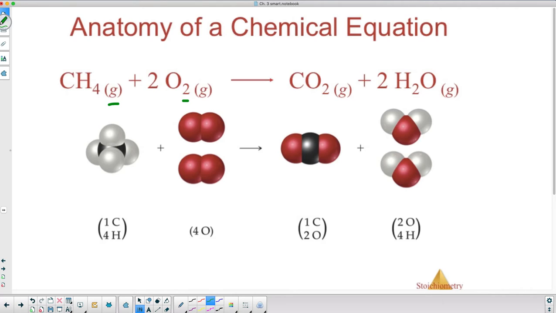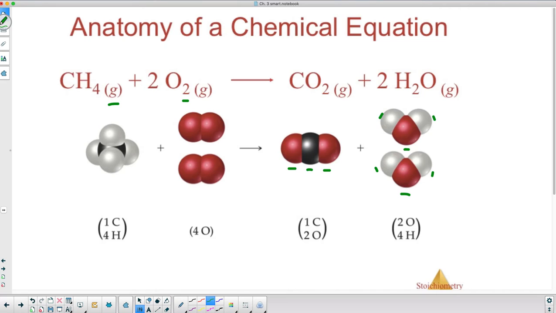Now you will notice that we have the same number of white balls, red balls, and black balls on either side. When we add up all of the red balls we get 4, and over here we have 2 here and 2 here, so we end up with 4. We have 1 black ball, and then we have 1, 2, 3, 4 white balls. So the same number of atoms of each element are on both sides of the equation. That's what the law of conservation is referring to.